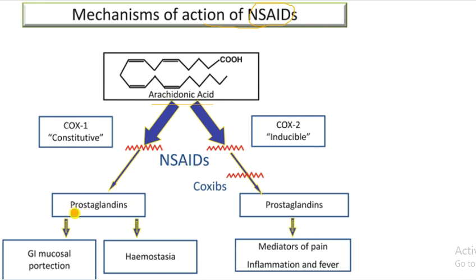Arachidonic acid is giving prostaglandins and hemostasis, GI mucosal protection, and mediators of pain, inflammation and fever. So we need to inhibit cyclooxygenase. That's why we are using NSAIDs. Celecoxib is specifically for cyclooxygenase 2.